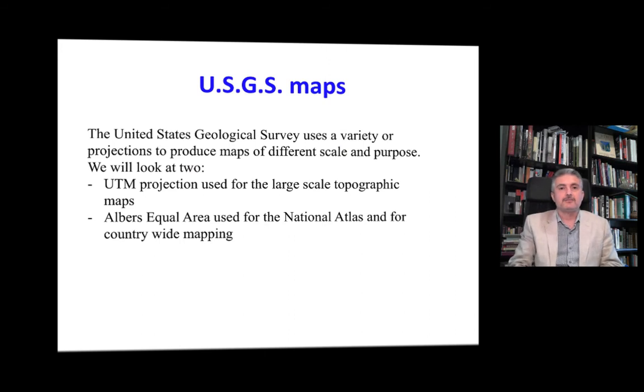In the United States, the main agency in charge of producing maps is the United States Geological Survey, USGS. USGS uses a variety of projections to produce maps. I believe that there are about 16 that are routinely used for producing different types of maps. Some are topographic, some are thematic maps. At the end of this module, you will find a link to the most complete publication of the USGS about these maps, the Snyder booklet.